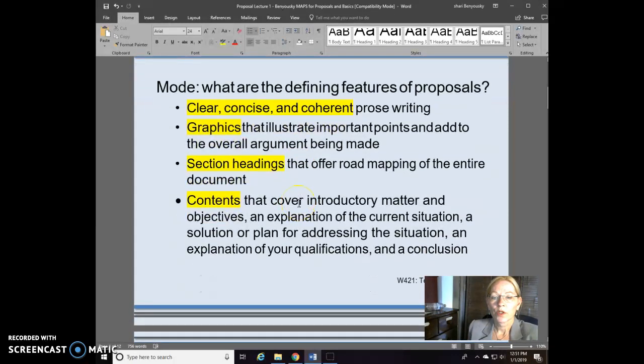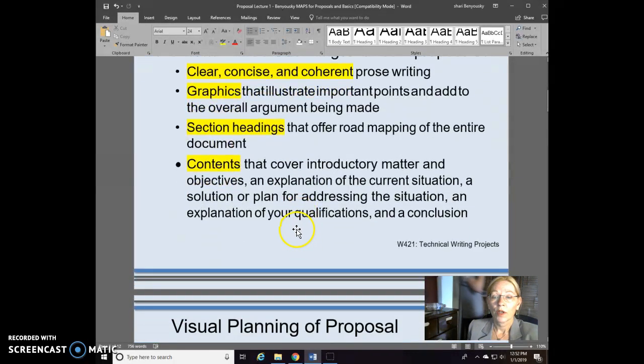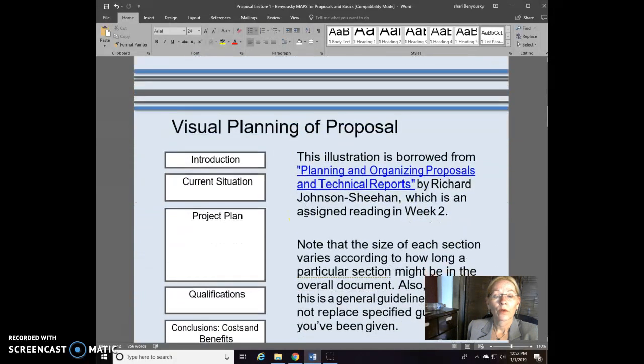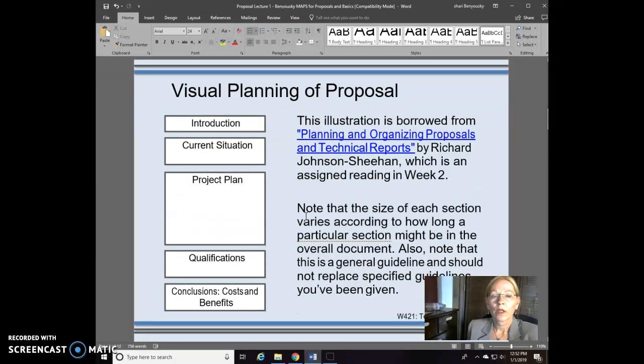The last thing that you really want to keep in mind as far as your contents are introductory matter and objectives, explanation of your current situation, your qualifications, and then your conclusion. So let's show you what that might look like as a visual planning. If you're talking about what percentage of your proposal should deal with each of these sections, this will help you a little bit. This is taken from your reading in the Johnson-Sheehan handbook, so if you want to find further explanations, you can find that in your reading, which I hope you've done already.